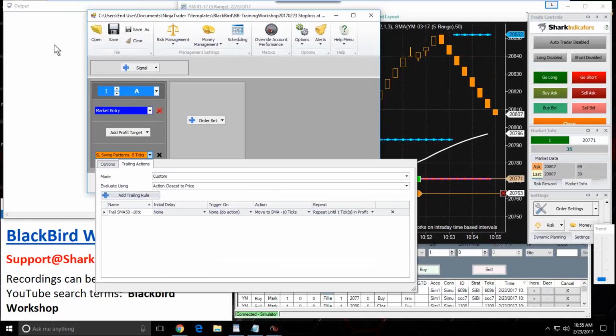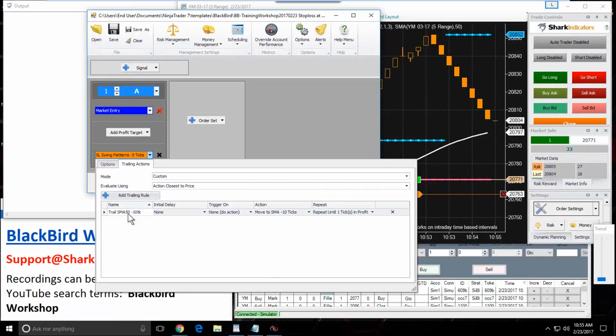And if you open up the output window, BlackBird will tell you what trailing rules are executing and which ones are pending or waiting to execute. So it'll help you understand which trailing rules are in effect and which ones are waiting, just by looking at the messages in the output window there.